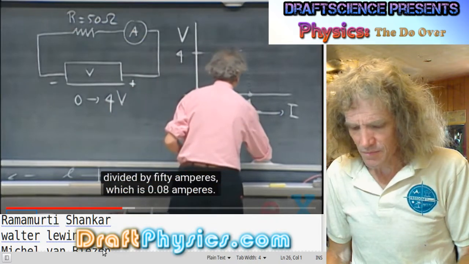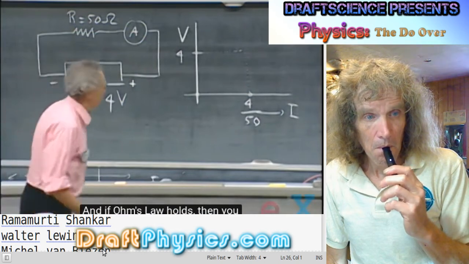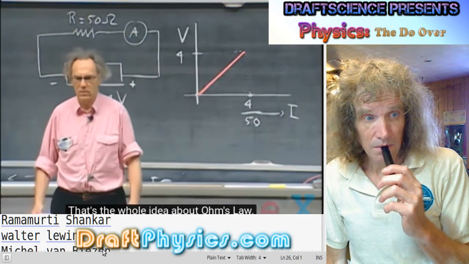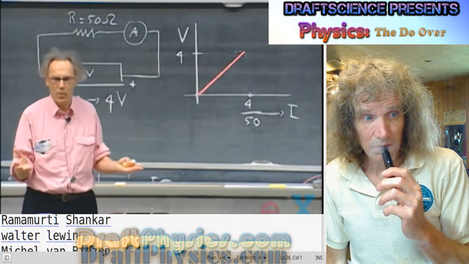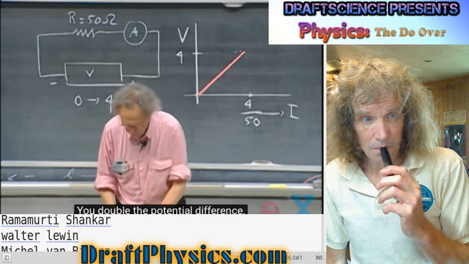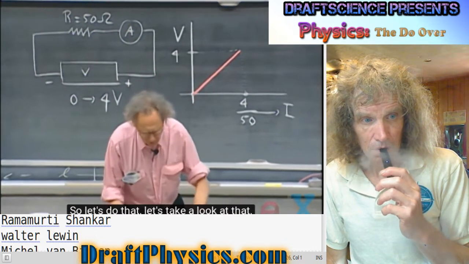I will write down this 4 divided by 50 amperes, which is 0.08 amperes. And if Ohm's law holds, then you would find a straight line. That's the whole idea about Ohm's law: the potential difference is linearly proportional to the current. You double the potential difference, your current doubles. So let's take a look at that.